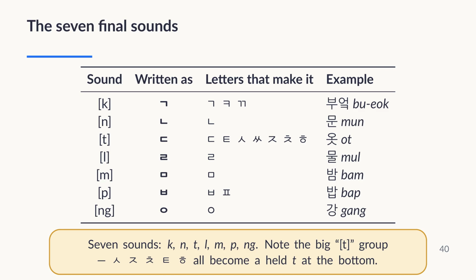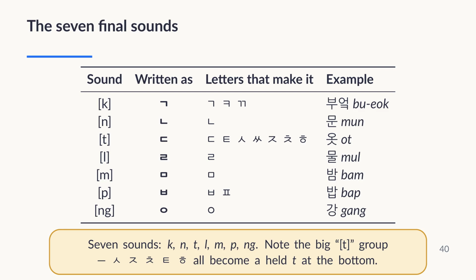Here is the master table of the 7 final sounds. This is the single most useful slide in this part, so take a screenshot in your mind. Reading down the first column, the 7 sounds are K, N, T, L, M, P, and NG. Now the interesting column is the third one, which shows which letters collapse into each sound. The K sound at the bottom can be written with plain G, aspirated K, or tense double G. For example, the word bueok, meaning kitchen, ends in an aspirated K letter, but is pronounced with a simple held K. The N sound comes only from N, as in mun, meaning door.